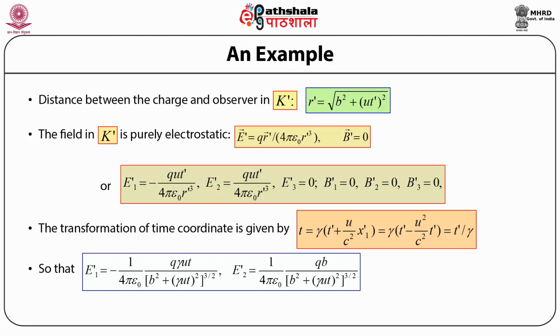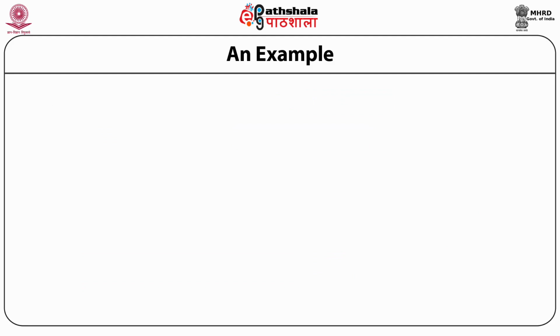as E prime subscript 1 is equal to minus 1 upon 4 pi epsilon naught whole times q times gamma times u times t upon bracket open b square plus within brackets gamma times u times t whole square whole bracket close to the power 3 by 2, and E prime subscript 2 is equal to 1 upon 4 pi epsilon naught times q times b upon bracket open b square plus within brackets gamma times u times t whole square bracket close to the power 3 by 2.